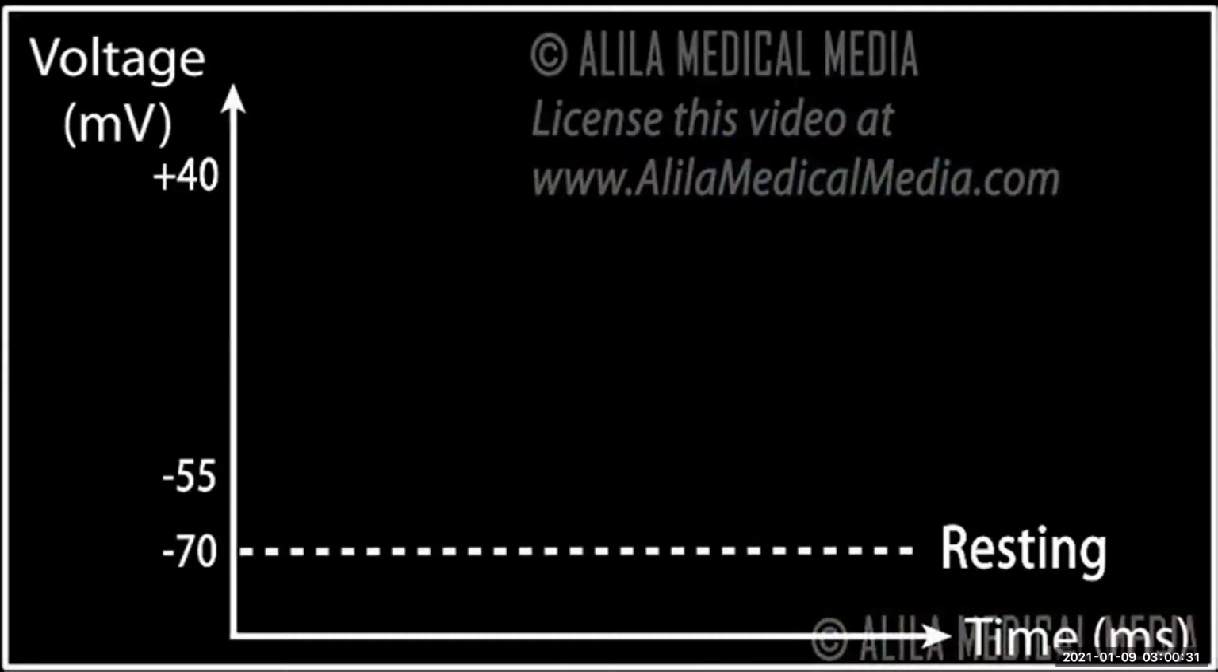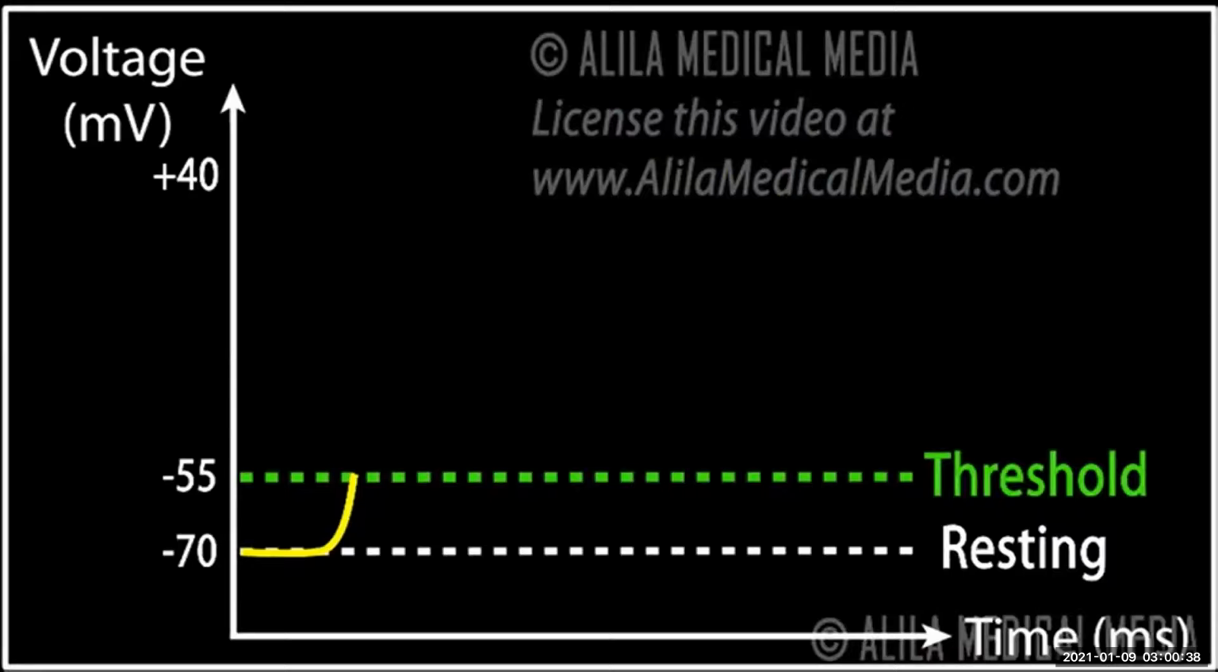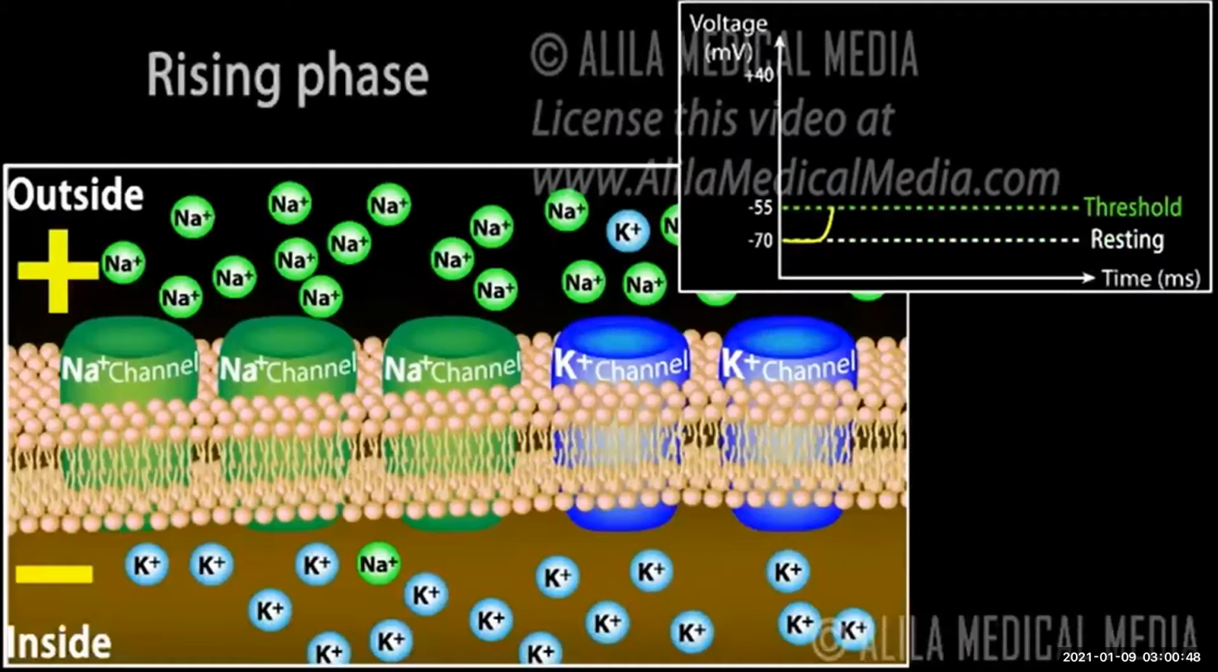For an action potential to be generated, the signal must be strong enough to bring the membrane voltage to a critical value called the threshold, typically about negative 55 millivolts. This is the minimum required to open voltage-gated ion channels. At threshold, sodium channels open quickly. Potassium channels also open, but do so more slowly. The initial effect is therefore due to sodium influx.